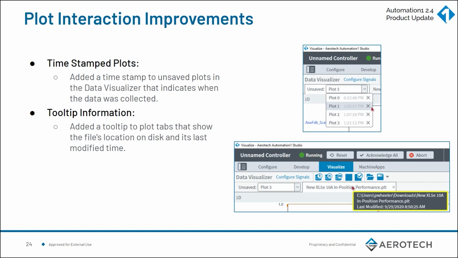This has added a timestamp to unsaved plots in the data visualizer that indicates when the data was actually collected. So you might take a look at this and it might give you some insight to when did I collect that plot? How long ago was that one from? That gives you some added insight as to when that plot was actually collected. We also added some more tooltip information. So if you hover over the plot tab, it'll show the file's location on disk and the last time it was modified. Again, just giving you more insight to the things that you're working with every day, trying to be more sensitive to users and the context they might need around their data.